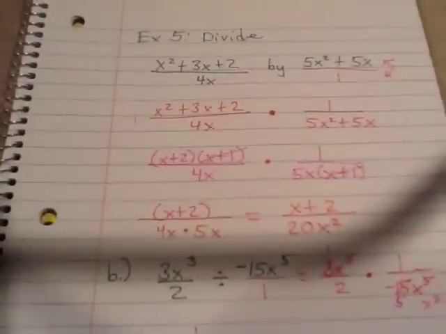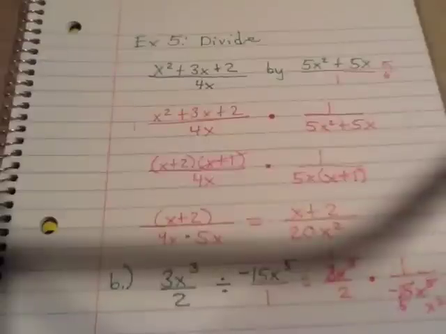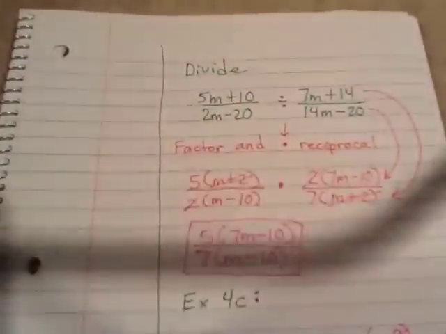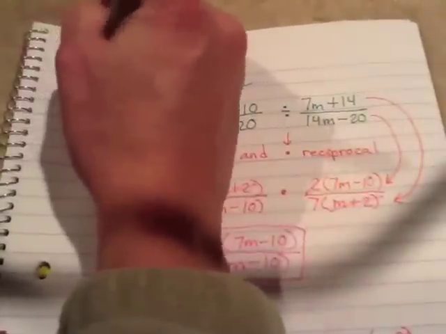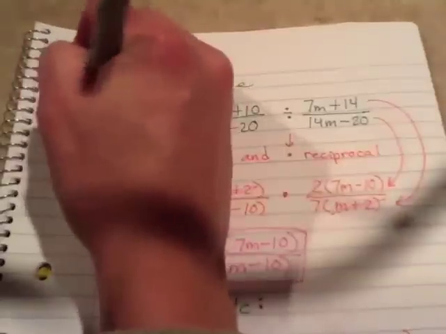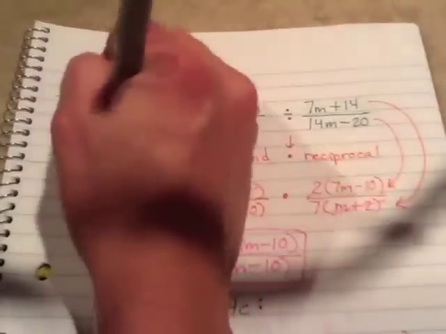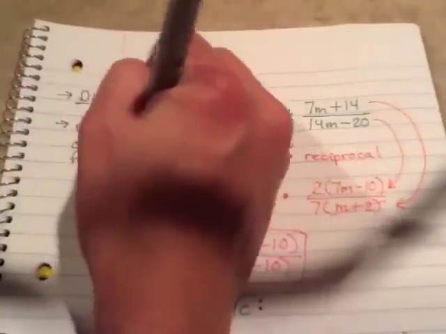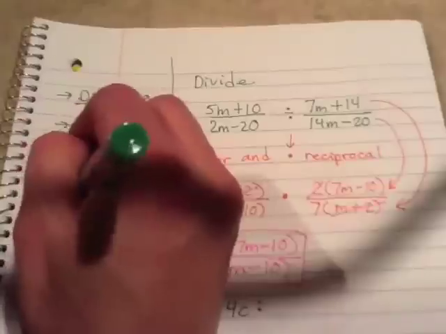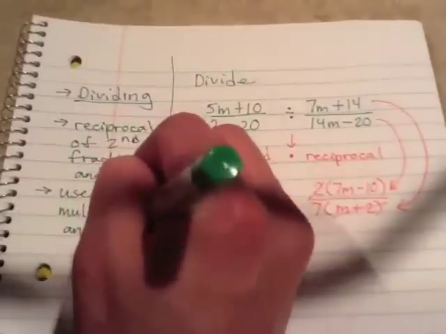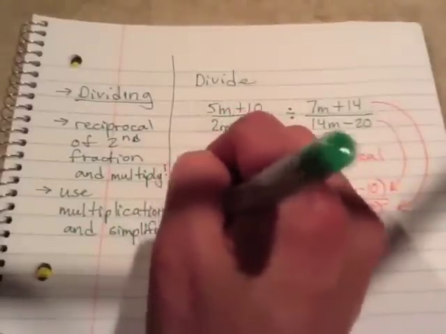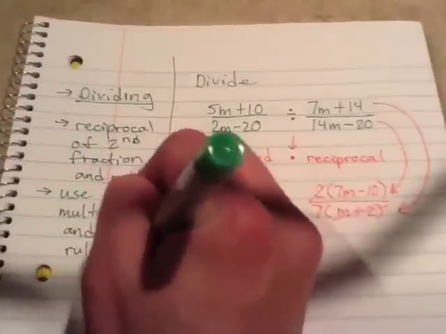Alright, tomorrow we're going to work on this lesson in class, but before we do that, go back to example 4 and we're going to add a few notes to example 4. I'm going to go ahead and add them right here by the divide on the 4b. So just remember, when dividing, take the reciprocal of the second fraction and multiply. Then use multiplication and simplification rules you already learned.